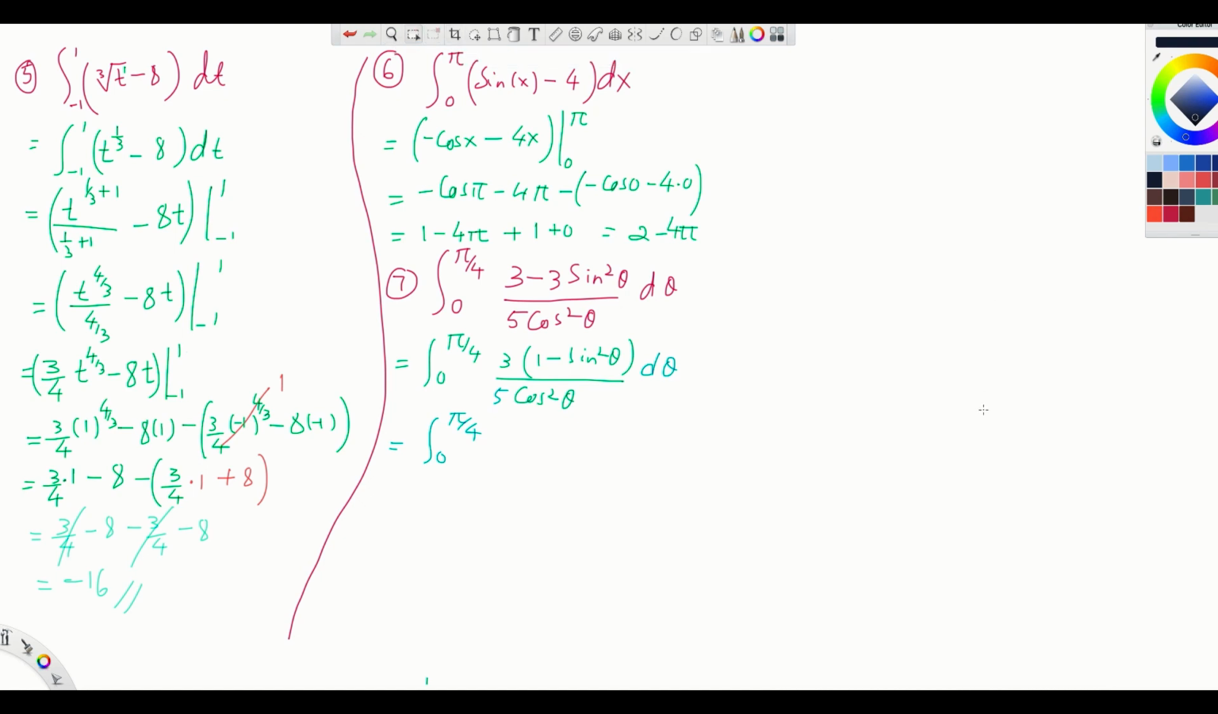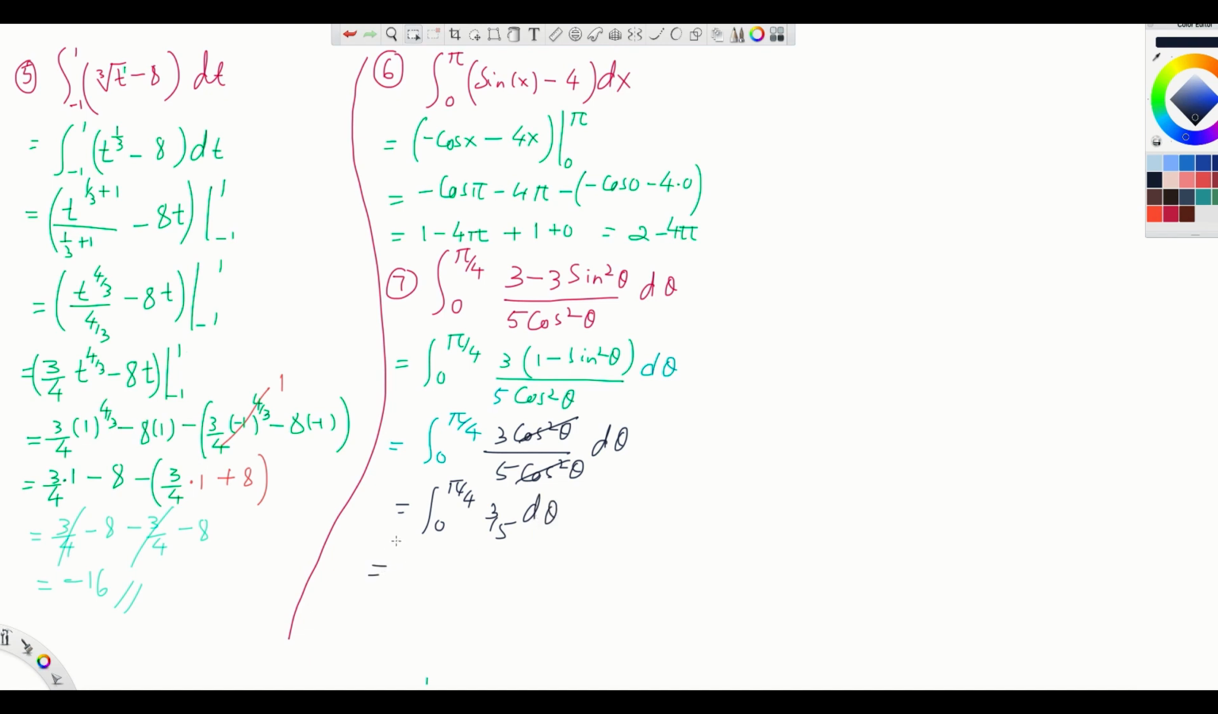Okay, so what you get is 3 cosine square theta over 5 cosine square theta. Actually, we haven't done the entire integral here so far, right? What we're trying to do is simplify and write in an easier form first before you integrate. So you divide cosine square theta by cosine square theta, you cancel out, so that becomes 0 to pi over 4, 3/5 d theta.